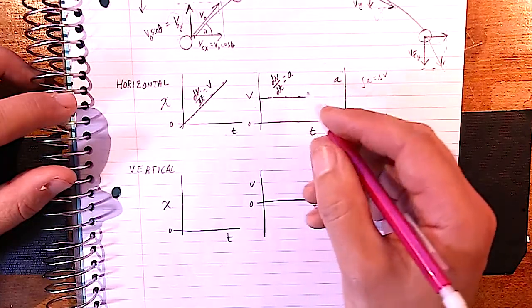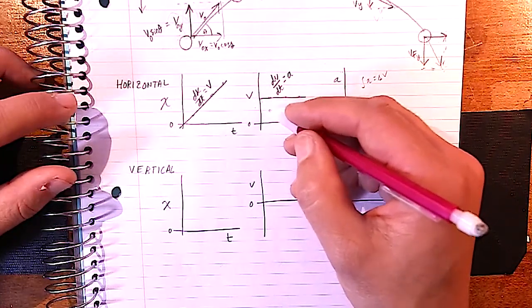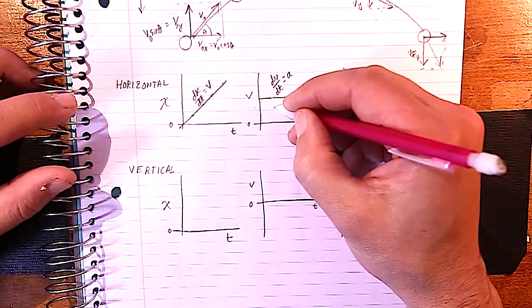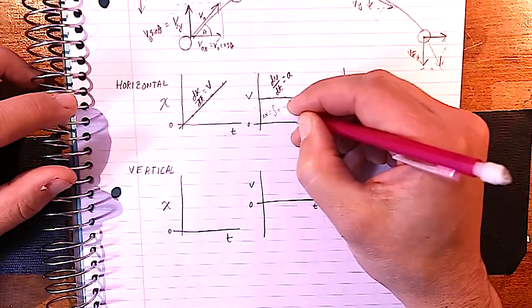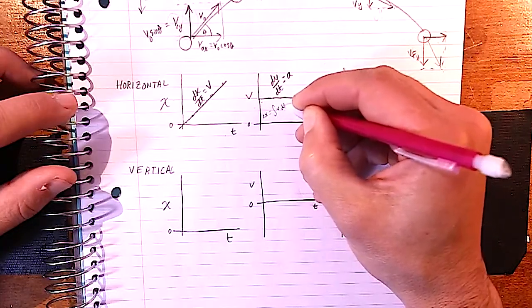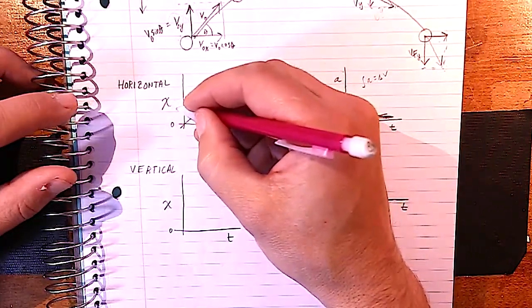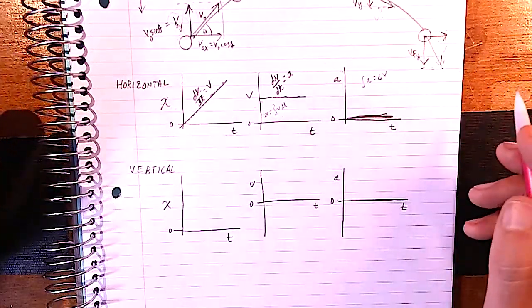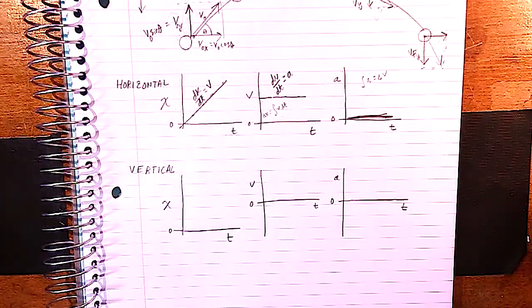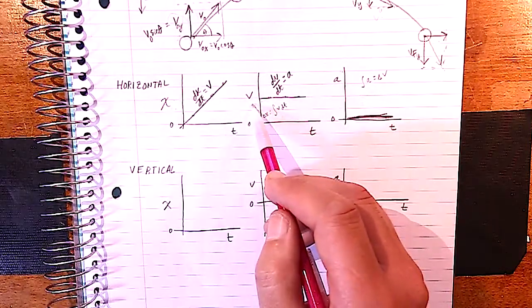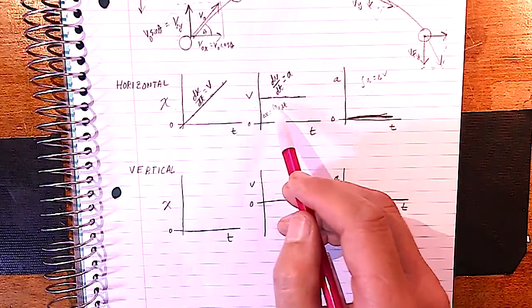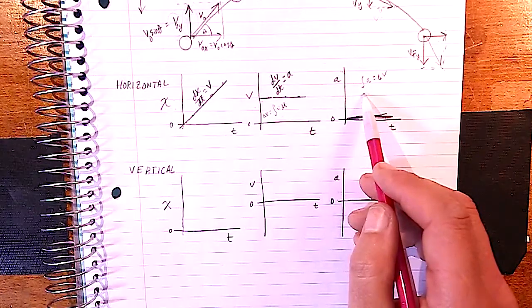It's constant. And if we look at the area under a velocity time graph, that area is going to be equal to the displacement, or the change in position. So the area here is going to be the change in x. One more time, because this is so important, the slope of a position time graph gives us velocity. The slope of a velocity time graph gives us acceleration.